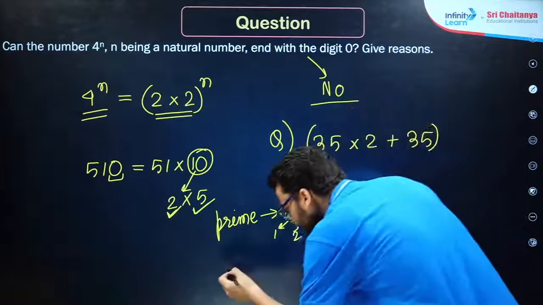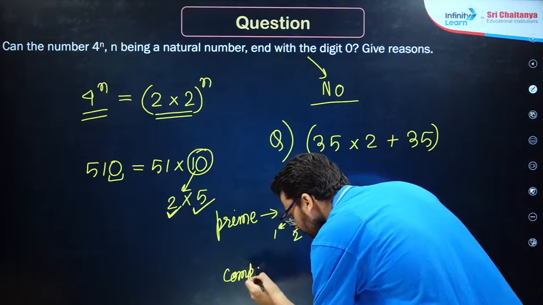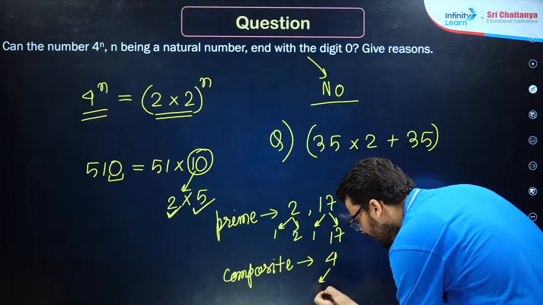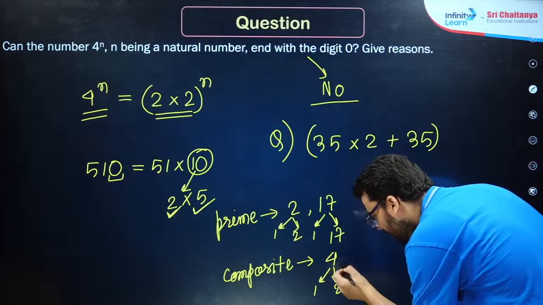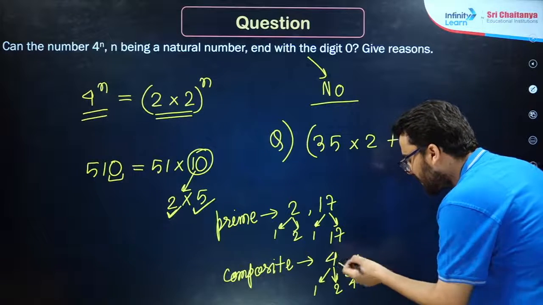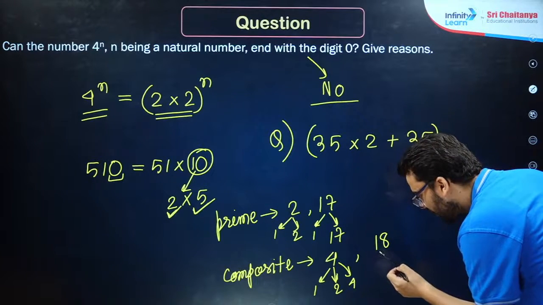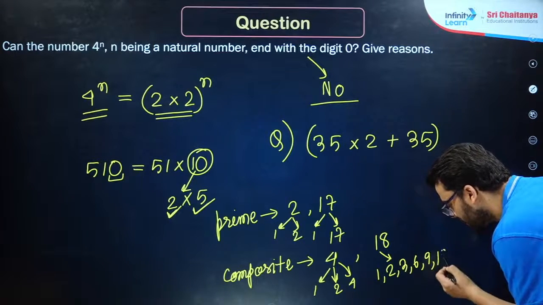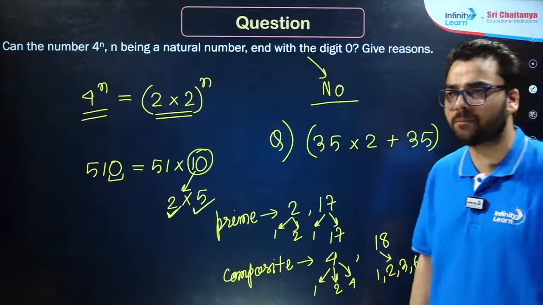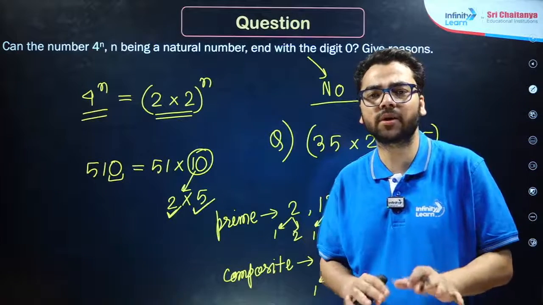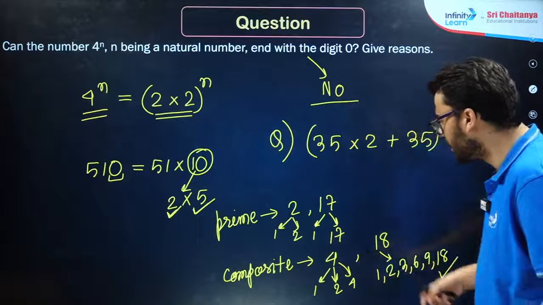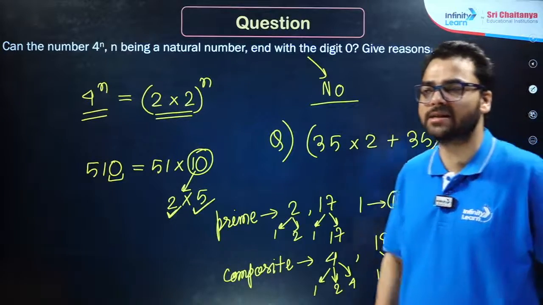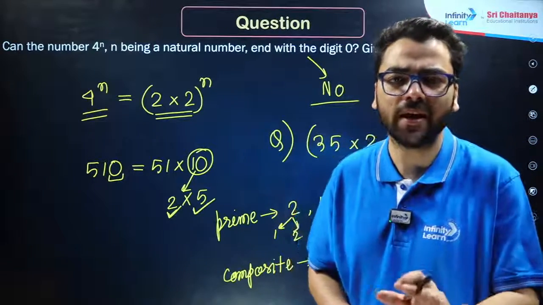But a composite number will have more than 2 factors. So the smallest composite number is 4. It is having 1 as a factor, 2 as a factor and 4 as a factor. For example, you can have 18. The factors of 18 are what? 1, 2, 3, 6, 9, 18. So a number having more than 2 factors is a composite number, correct? Now 1 is neither prime nor composite because it is having only 1 factor.